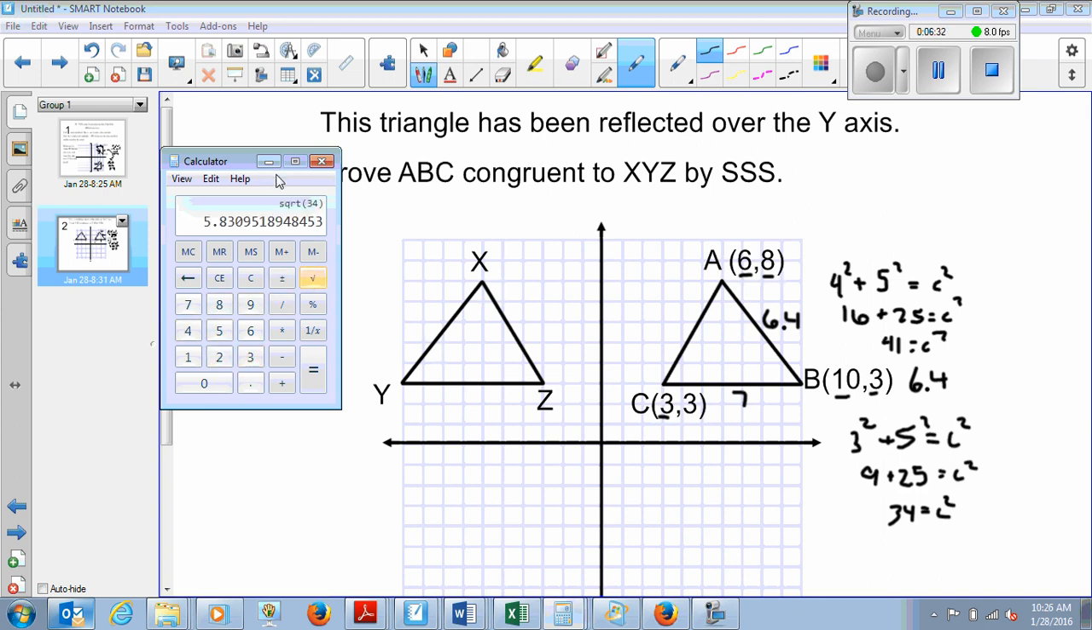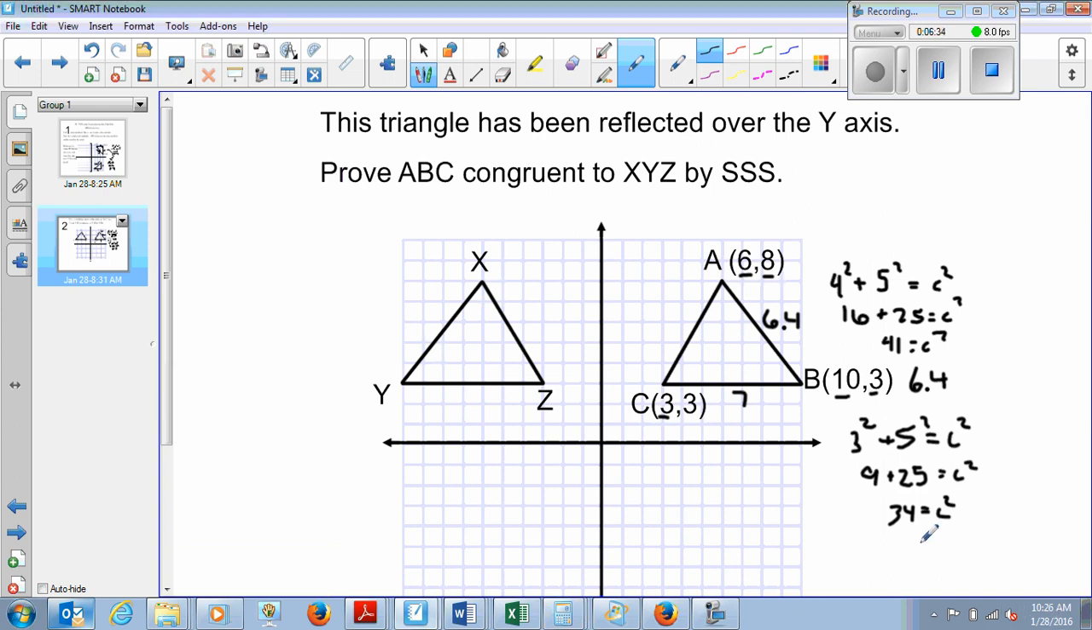34 square root, 5.8, rounded to the nearest tenth. So we'll put 5.8 is what this side's going to equal here. Now let's see if we can prove that these two triangles are the same. Over here, I can just count this distance. 1, 2, 3, 4, 5, 6, 7.